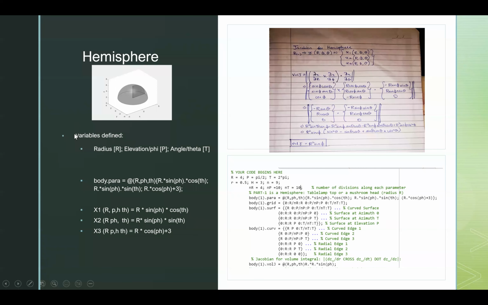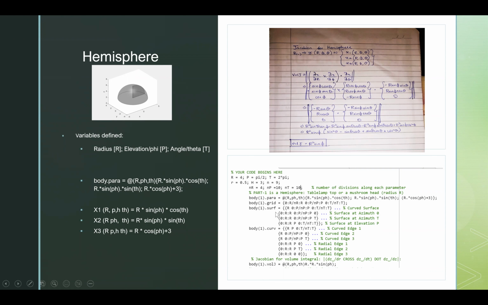Coming to the hemisphere, the variables that I've used to define this hemisphere are the radius, the elevation angle, and the base angle theta. So this is the parameterization that I've used to define the hemisphere. Again, you could see that this is a peculiar thing. I've added +3 to the x3 basically in order to align the shape.